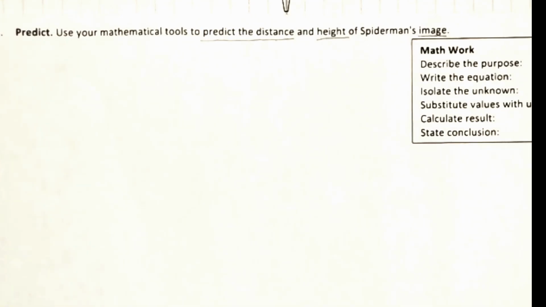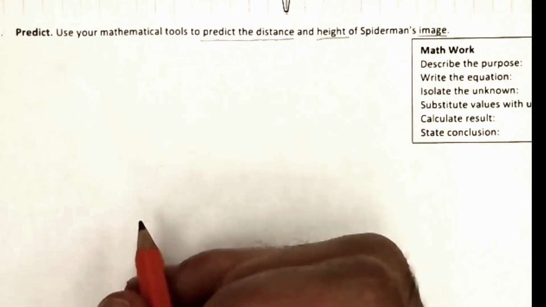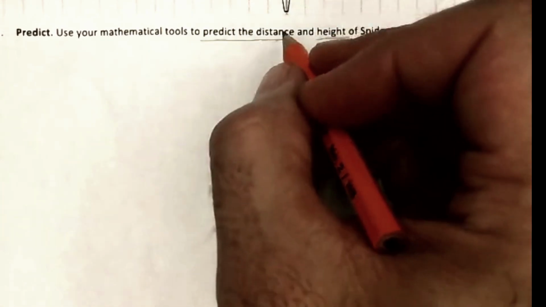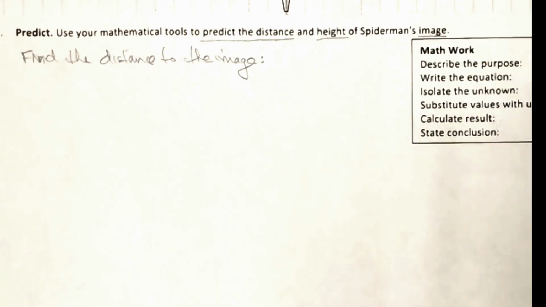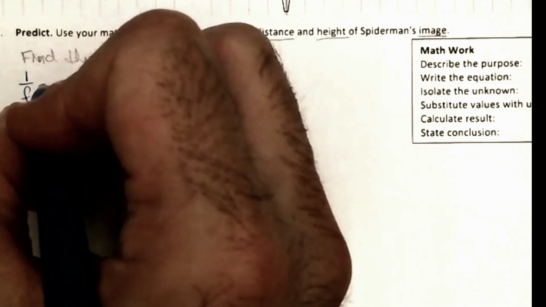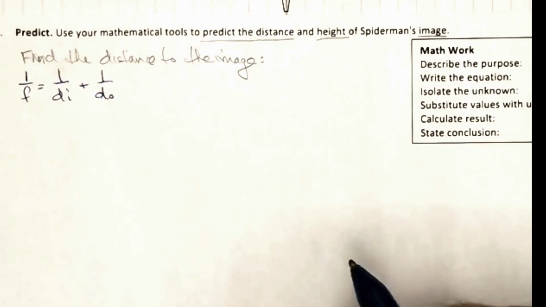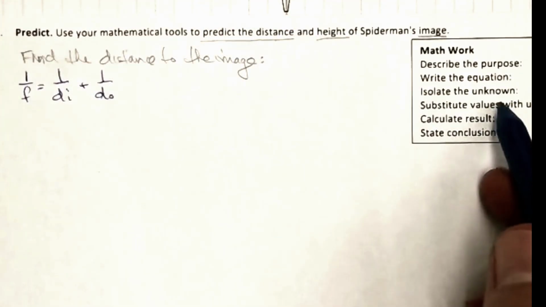Whenever we do our math work in science, we are always very careful with our process. We begin by describing the purpose of this work. So the first bit of work is going to find the distance. Our next step is to write the equation, and that always means to write the complete equation. So this is our thin lens equation: 1 over the focal length is equal to 1 over the distance to the image plus 1 over the distance to the object. We want to isolate the unknown.